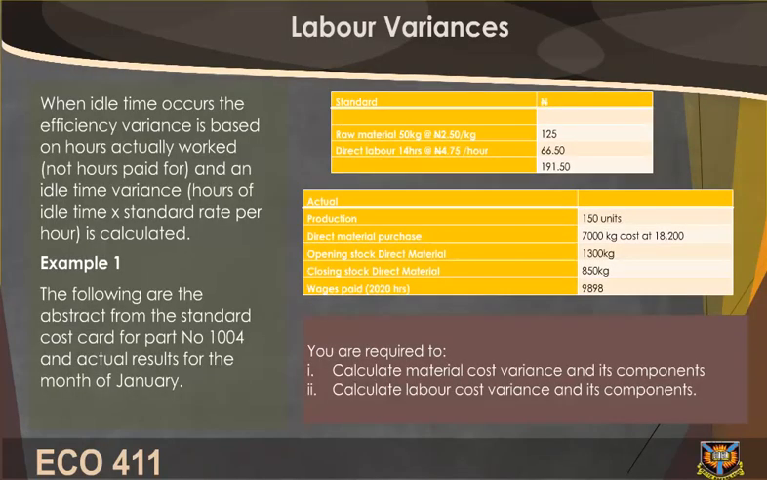When idle time occurs, the efficiency variance is based on hours actually worked, not hours paid for, and an idle time variance, hours of idle time times standard rate per hour, is calculated. Example 1. The following are the abstracts from the standard cost card for part number 1004 and actual results for the month of January. You are required to: 1.